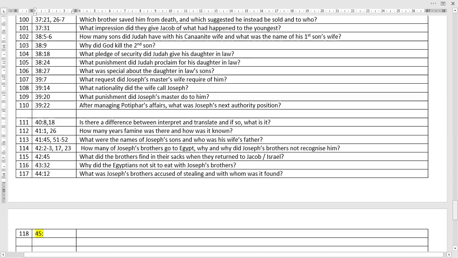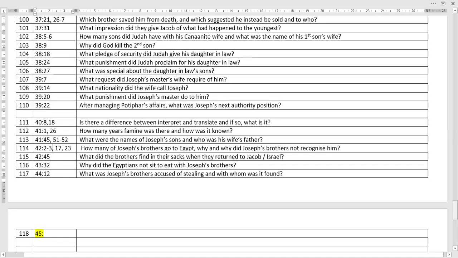Question 114, how many of Joseph's brothers go to Egypt? Well, it was 10 of them, because Joseph was a brother. So there's 12 of them in total. One stayed behind, and the other 10 went. We read chapter 42, verses 2 to 3. So how many of his brothers go to Egypt? Why? Oh, because of famine.